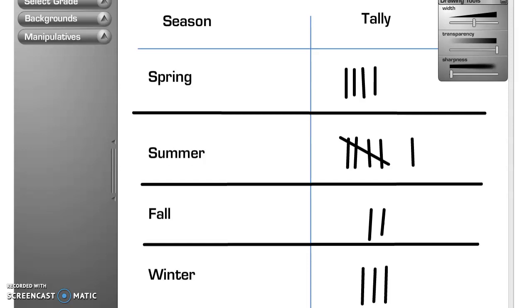We're going to look at how these tally marks show us the answers. So if I look at this, which season has the most? I see that summer has 6, and the nearest one would be spring, which has 4. So I know summer wins as the favorite season. I also can see by looking at this frequency table that fall is the least favorite because it only has 2 tally marks.